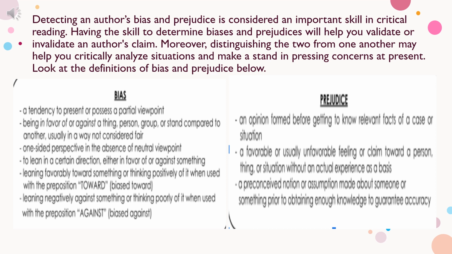So that's prejudice, okay? Then a preconceived notion or assumption made about someone or something prior to obtaining enough knowledge to guarantee accuracy. So, as if you're no longer interested in knowing more about that person, or accurate facts about that person, because you already have this preconceived notion or assumption about that person. So that's how we categorize a statement or an idea under prejudices. Okay? So again, we have bias and prejudice.